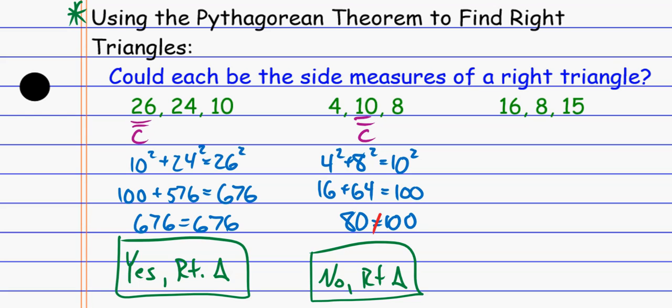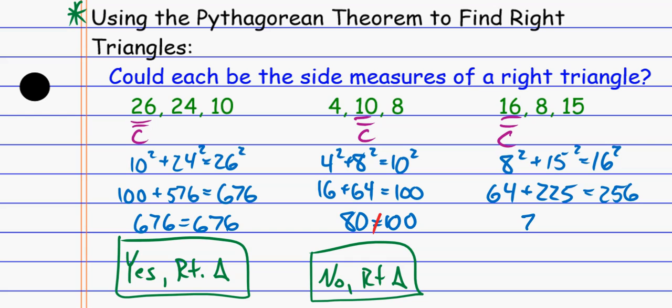And then this one, once again, the biggest value, 16, that's the one I have to use for C. Again, I'm just testing these things. I'm seeing if this ends up giving me a right triangle based on the side values. And now I continue to simplify. Let's see, that's a 289. And once again, these are not equal, which means these side lengths couldn't form a right triangle. So no, these are not a right triangle.